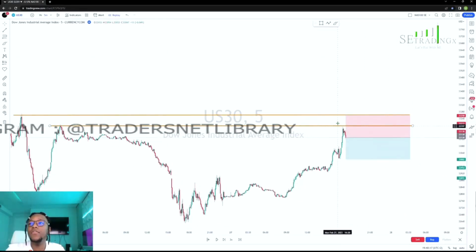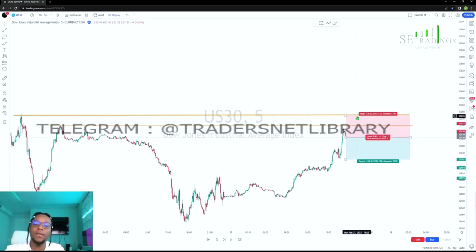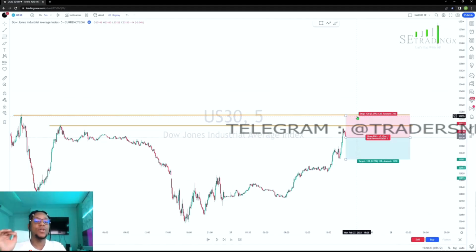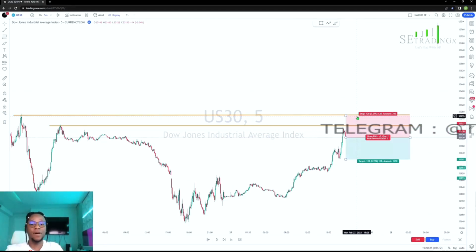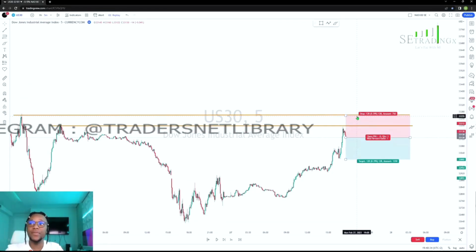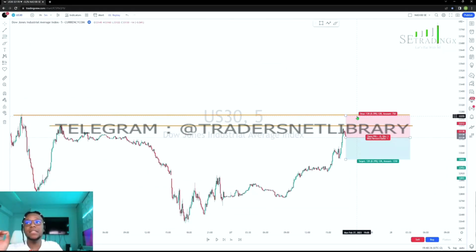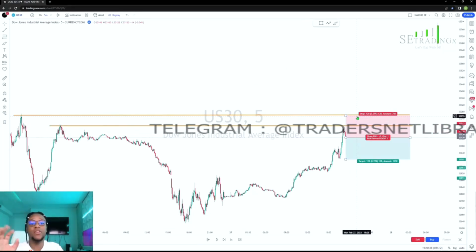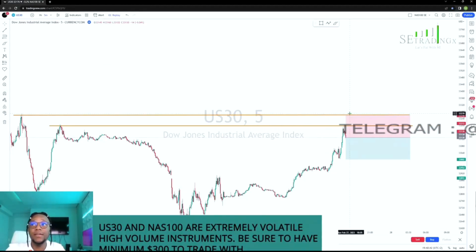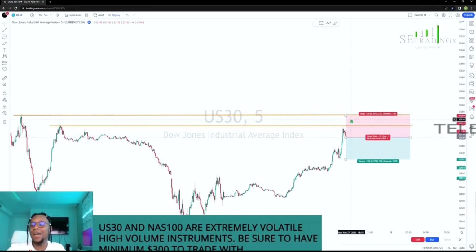Now, number one, I recommend only trading US 30 and NAS 100 when you have $300 and above. This is just my recommendation. You can do as you please, of course, but I recommend $300 bare minimum and above, because a lot of people want to trade with $50. These are crazily volatile and they will kick your ass. I just want to be very clear: it's very, very dangerous to trade with little amounts. I don't even trade that with $300.